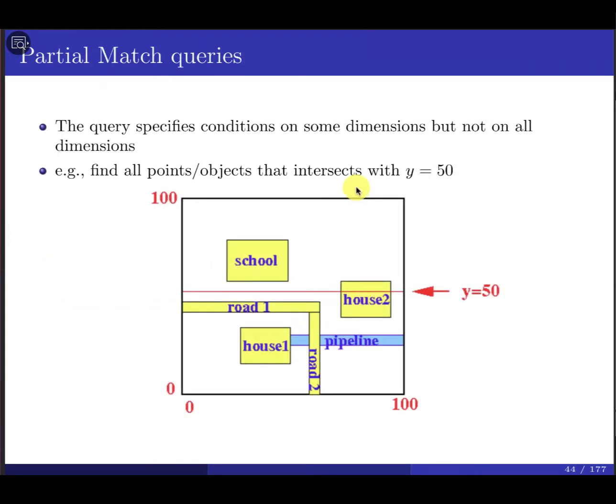So let's take a look. Assume the data is represented like this, as a map. Say I ask you to find all the points or objects that intersect with y equal 50. Here I'm building my data based on x and y, 2 dimensions. In the partial match query, I give you either the value of x or the value of y. If you give me both of them, that's perfect, but I'm talking about the partial query. It gives you at least one value that corresponds to one dimension of the index. So find all the points that intersect with y equal 50.